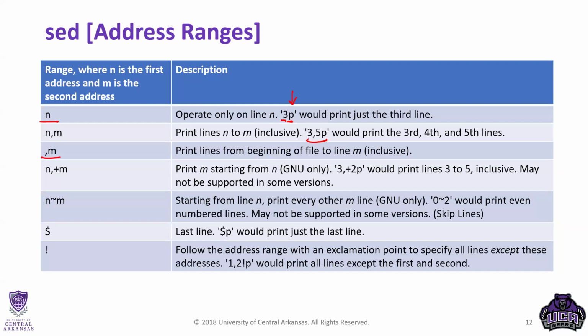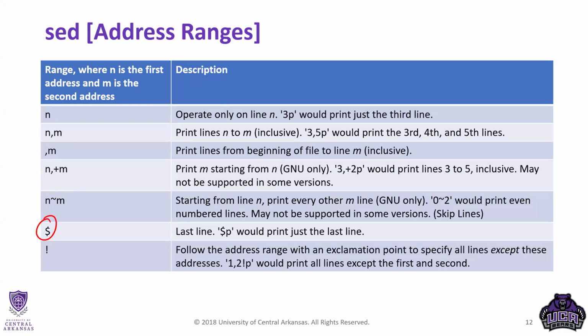This one's going to print from the beginning to whatever number you give it. This one's going to start at number n. So in this case, it would start at 3. And then if we did +2, it would do 2 more lines after 3. So you would get 3 through 5. The tilde just says it's a skip. So you start at line n and then you give it a number. Like if you gave it 2, then it's going to print all the even lines: 2, 4, 6, 8, and so on to the end.